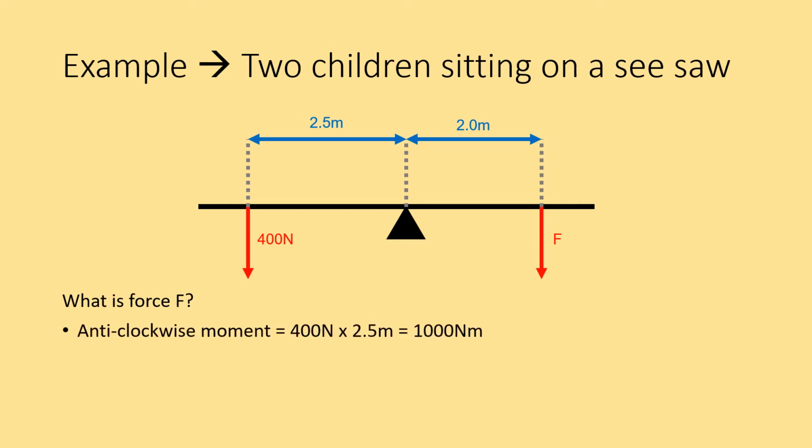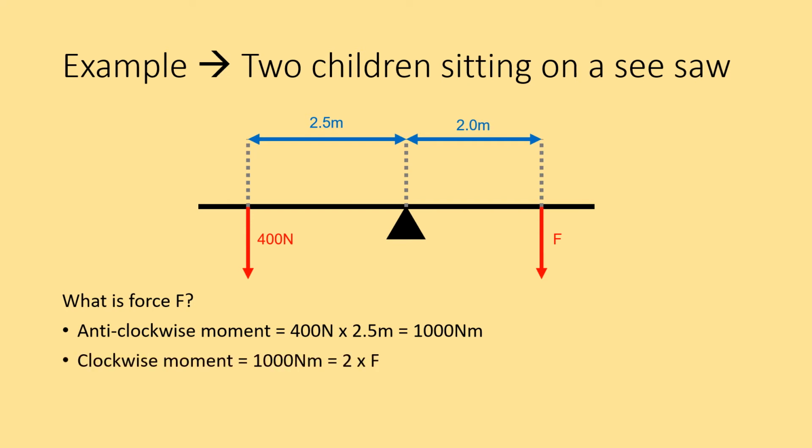So if we think of this as a rotationally balanced seesaw, then the net forces must be 0. The sum of the clockwise moments must equal the sum of the anti-clockwise moments. Therefore, the anti-clockwise moment altogether is 400 newtons multiplied by 2.5 meters, and that gives 1,000 newton meters.